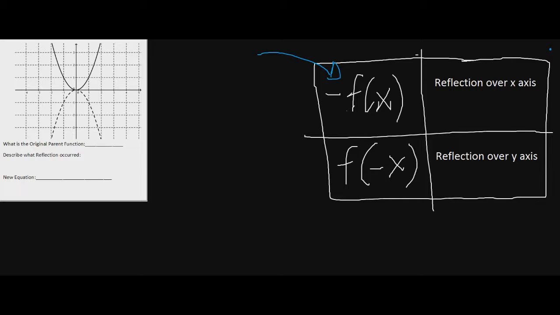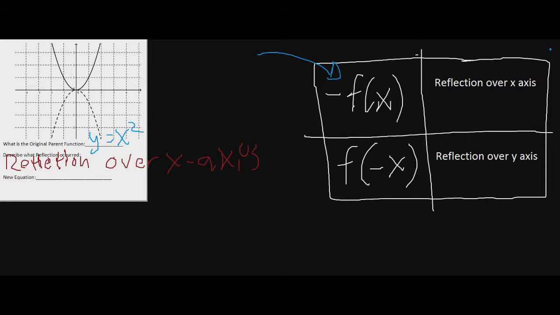So when we go to do this problem, the first thing I want to do is write my parent function. Well, this is U-shaped, so this is like x squared. Describe what kind of reflection occurred. Well, this is a reflection, sorry, this is really bad spelling, over x-axis. Now, when I go to find this equation, all we're doing is multiplying the outputs by a negative.